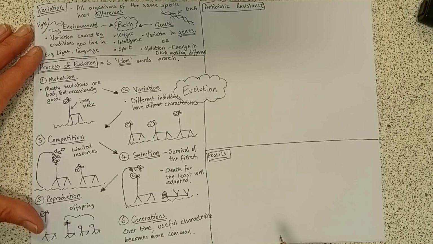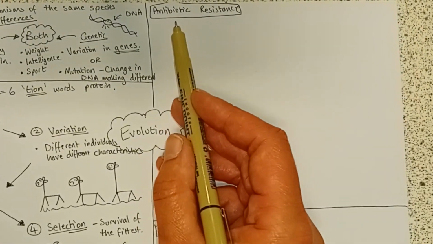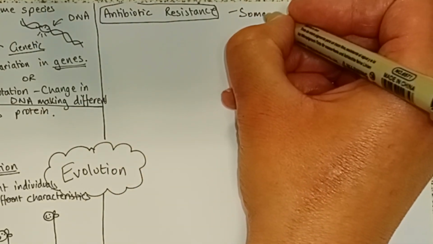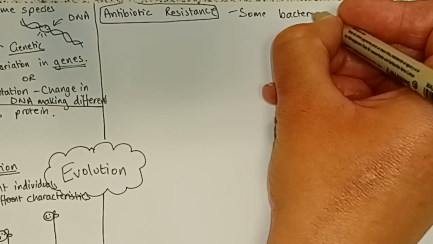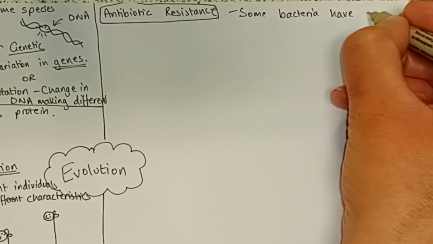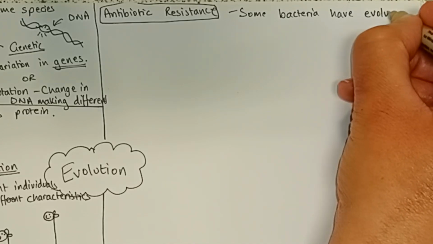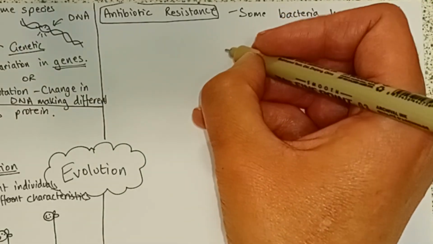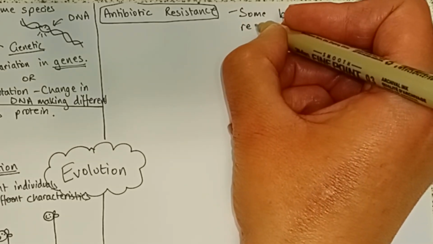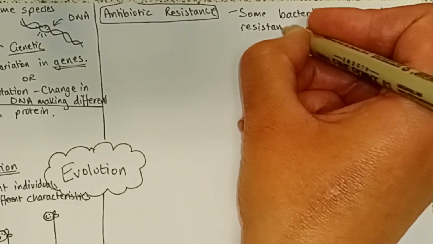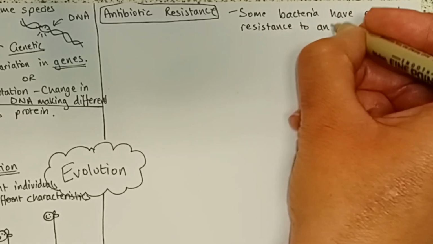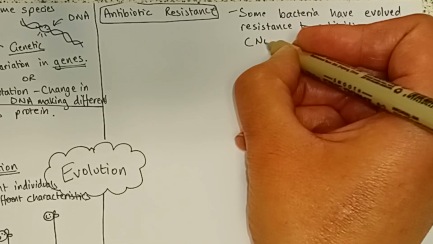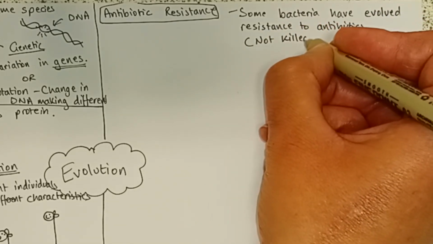Onto an example then of evolution, and that's been the development of antibiotic resistance in bacteria. So some bacteria have evolved, that means changed over time, in exactly the same method as we've just spoken about, resistance to antibiotics. In other words, they are not killed by antibiotics.